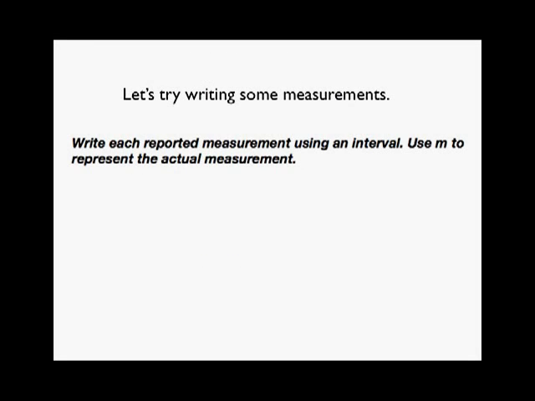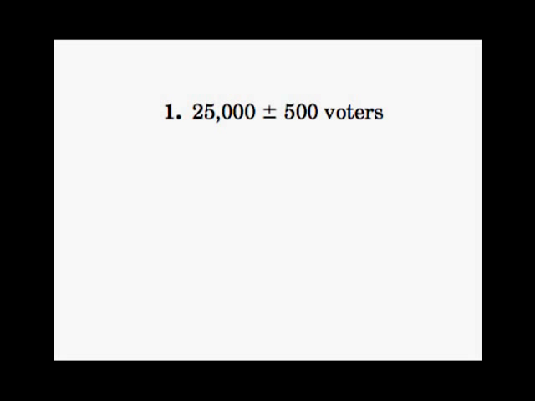Let's try writing some measurements. Write each reported measurement using an interval. Use M to represent the actual measurement. How would we write 25,000 plus or minus 500 voters?